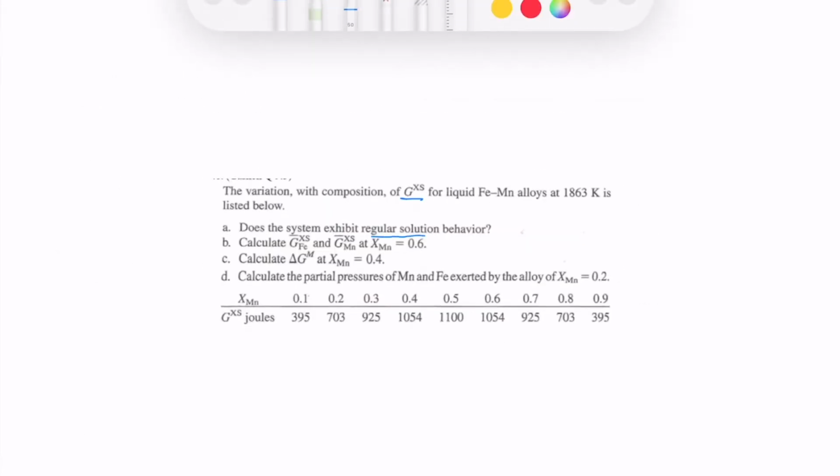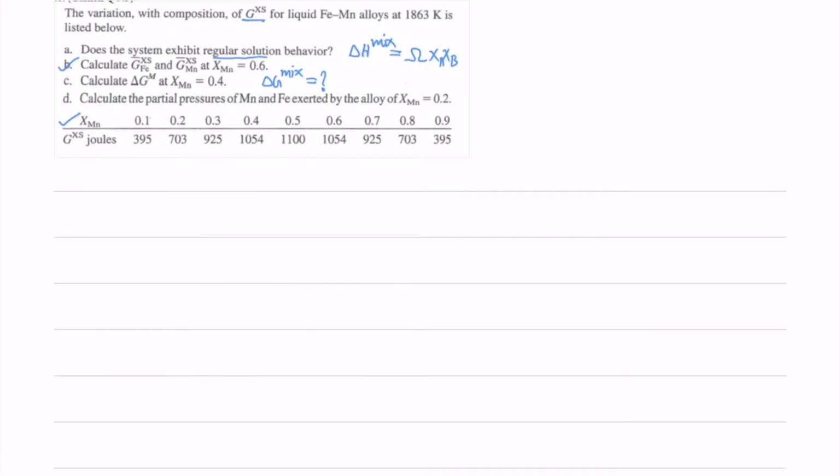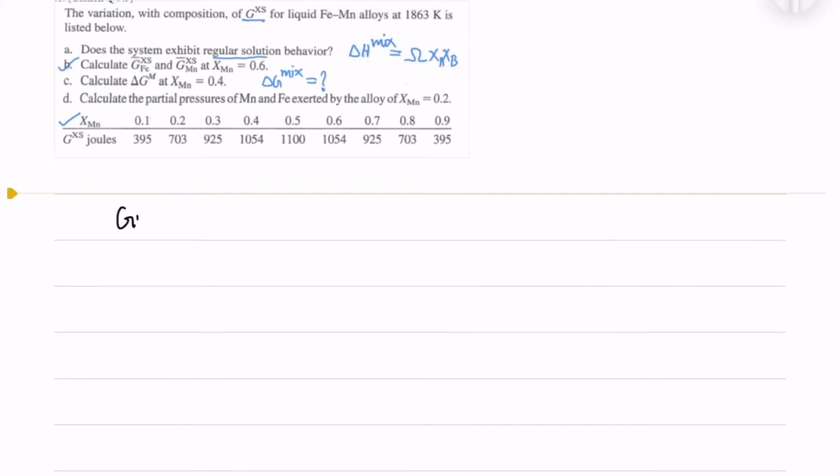Hi guys, today I want to discuss Gaskell 9.3 question. In the 9.3 question, we are given excess Gibbs free energy and we are asked to find whether it's a regular solution. So regular solution is a form of this. So the delta H mix is nothing but delta G excess. Now we need to find delta G mix total and a few other things. So the given information is the table.